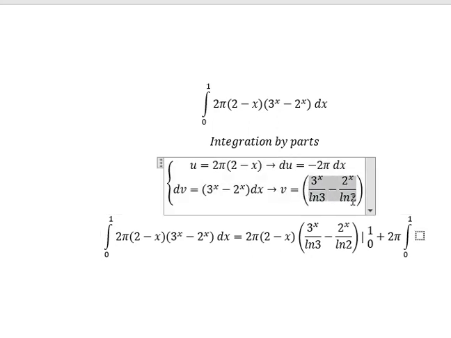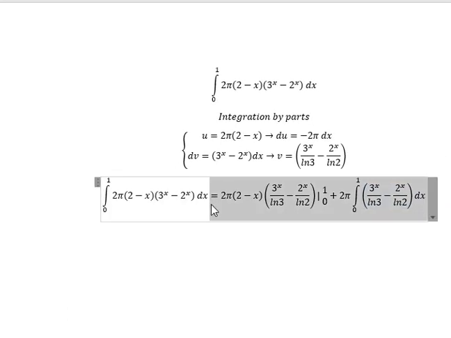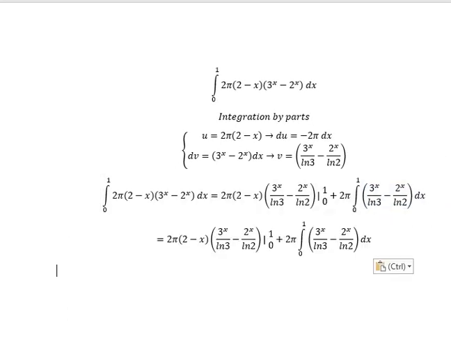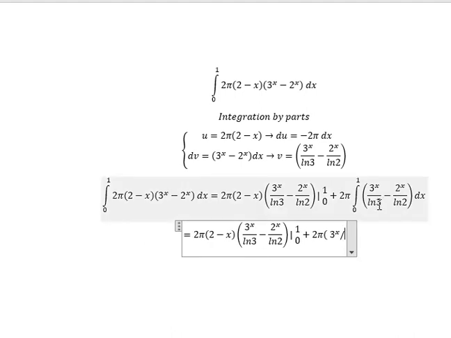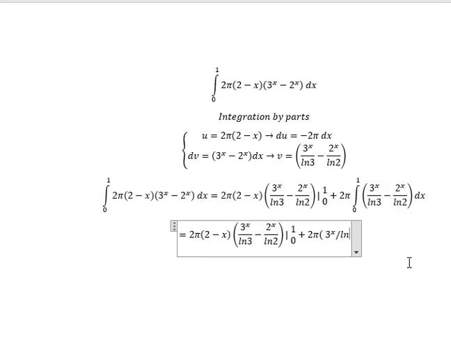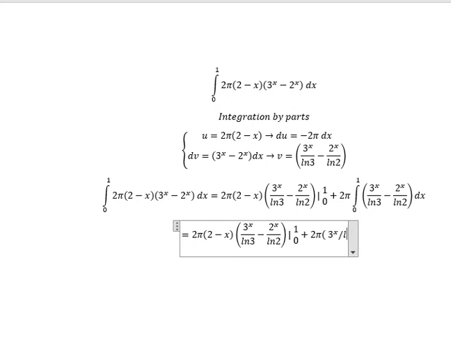So I will put this one in here. So the integration of 3 to the power of s and 2 to the power of s, we have like this. We have ln number 3, but we have another ln number 3, so we have ln number 3 to the power of 2. Similar for the second one.